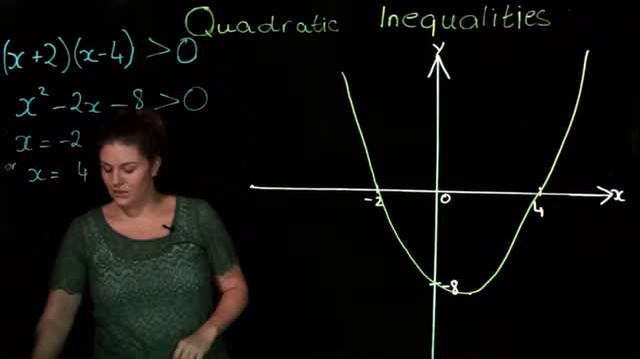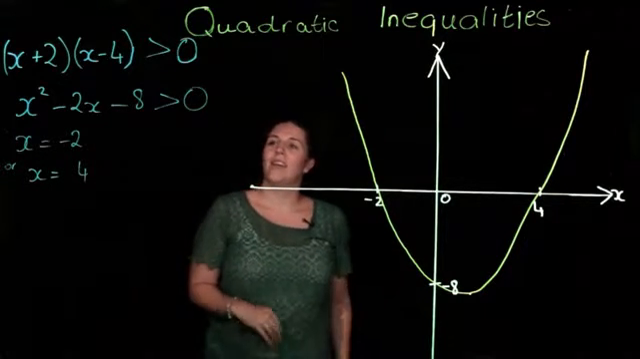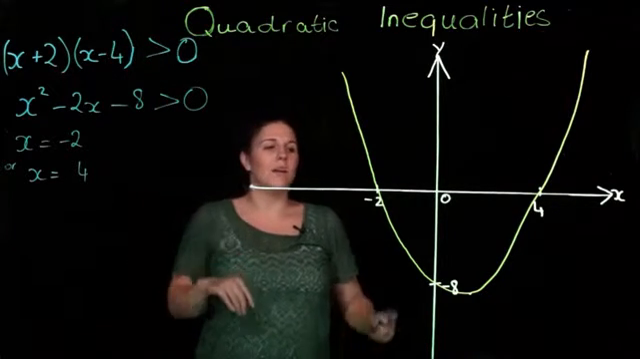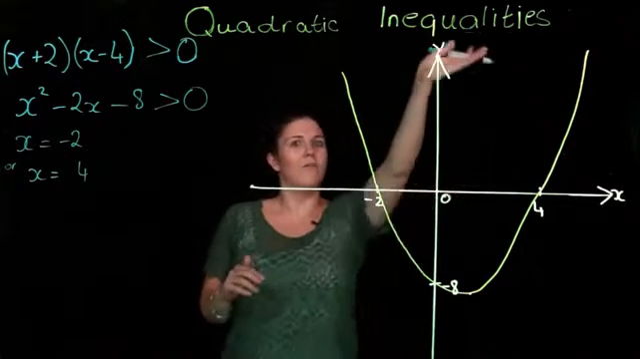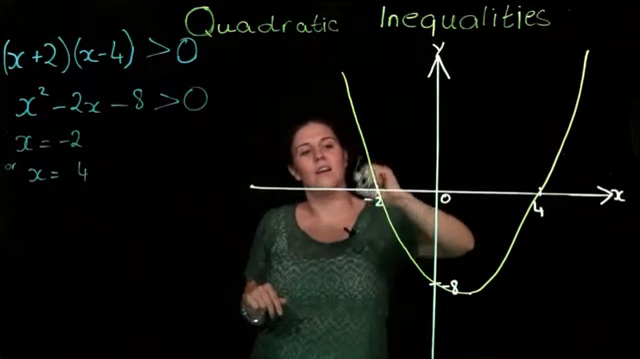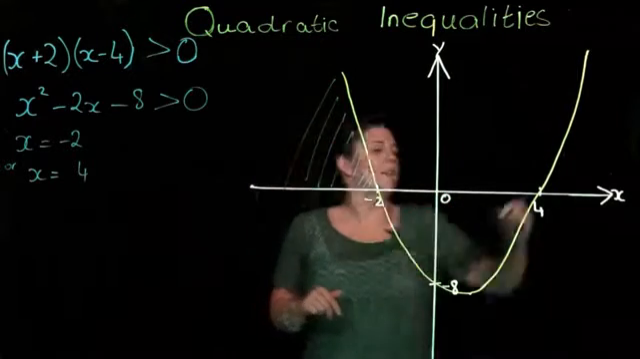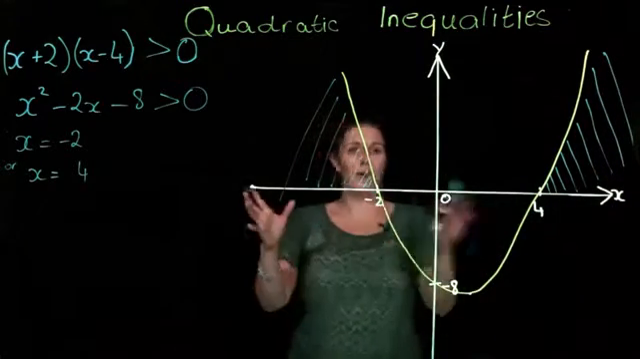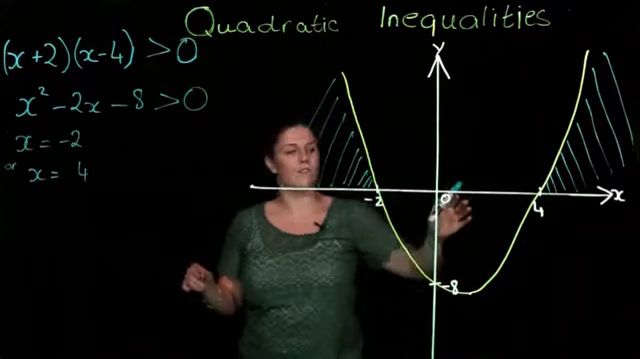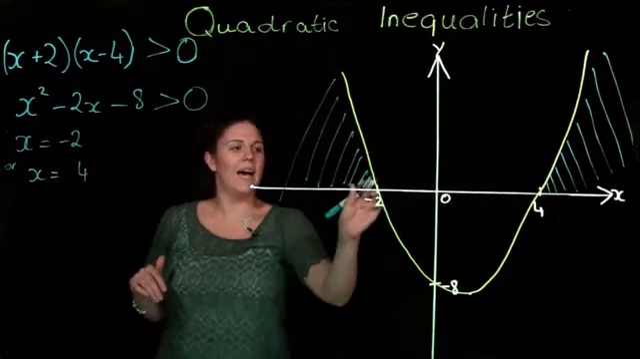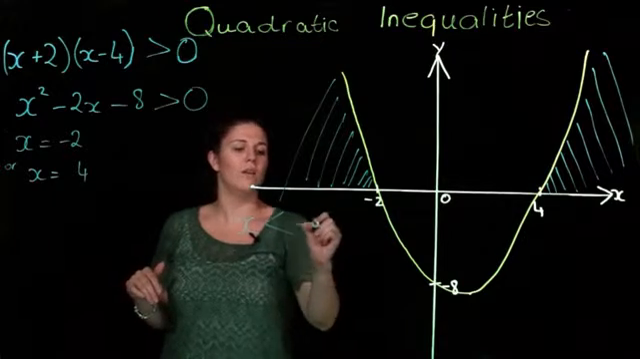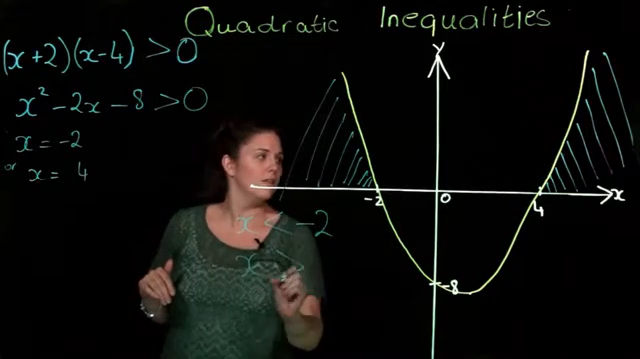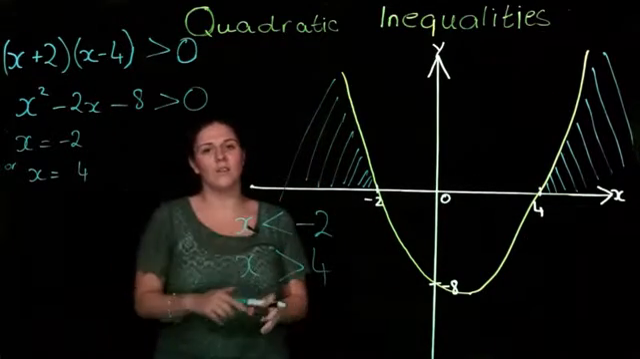And then what you want to do is look again at your inequality. All of this has to be greater than 0. Okay, so that means that it's above the 0. So that's on this side here and on this side here. So from looking at this graph, x has to be less than minus 2. And on this side, x has to be greater than 4 for this to work for that inequality.